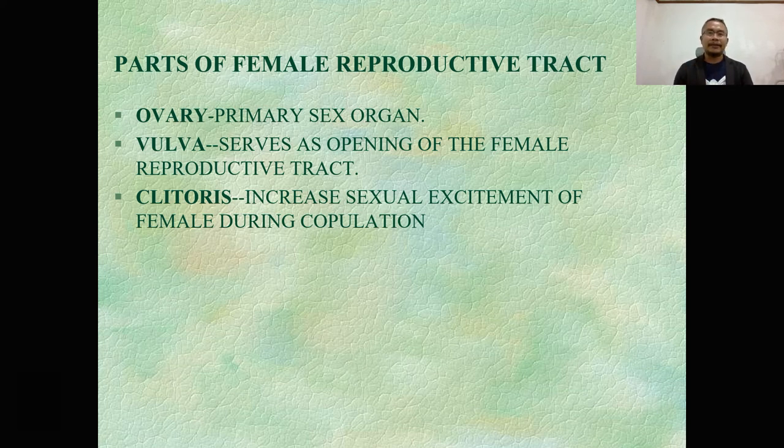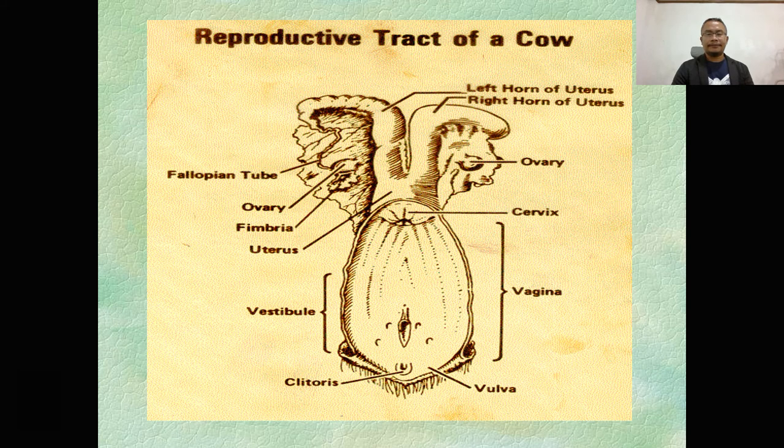As I have said also, when there is a proper motivation of the clitoris, it will lead to a wide opening, which will allow a proper deposition of the semen during the copulation process. So it must be motivated. Same with the penis, the clitoris also is composed of erectile tissues.